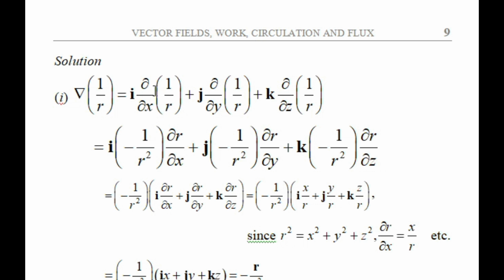∂/∂r of 1/r appears in the form of d/dx of 1/x. What is d/dx of 1/x? d/dx of 1/x is d/dx of x to the power -1, that is equal to -1 times x to the power -2, which simplifies to -1/x square. So here in place of x we have r, and ∂/∂r of 1/r is -1/r square. Similarly, ∂/∂y of 1/r is ∂/∂r of 1/r times ∂r/∂y. Similarly, the other one.